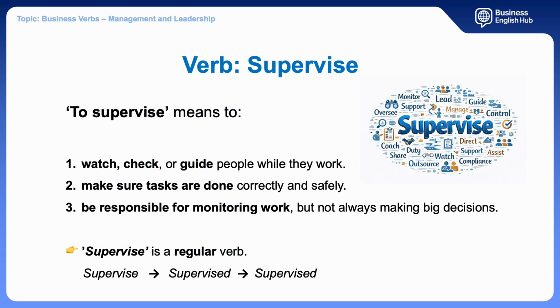To supervise means to: 1. Watch, check or guide people while they work. 2. Make sure tasks are done correctly and safely. 3. Be responsible for monitoring work, but not always making big decisions. Supervise is a regular verb. So the present tense is supervise, the past tense is supervised, and the past participle is supervised.